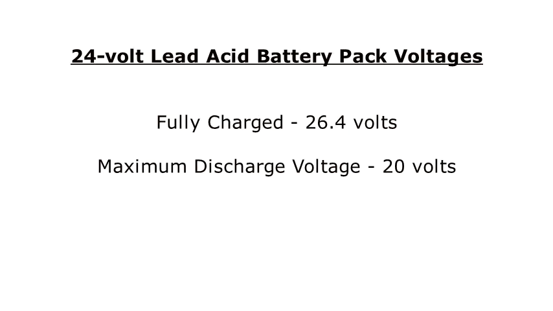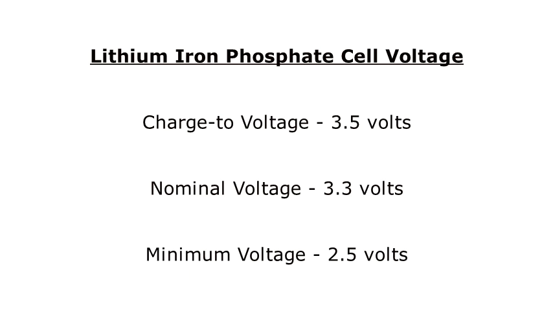The voltage range for a 24 volt lead acid battery is 20 volts minimum voltage and 26.4 volts fully charged. And a 48 volt system has a minimum voltage of 40 volts and a fully charged voltage of 52.8. And again, that's for lead acid chemistry. So if you're going to be using lead acid batteries in your off-grid power system, those are important numbers to remember. Now, lithium iron phosphate.